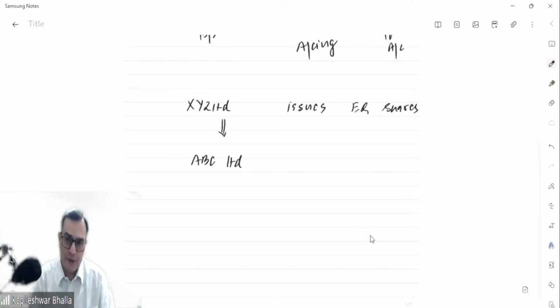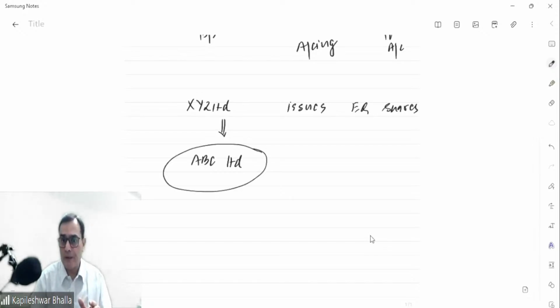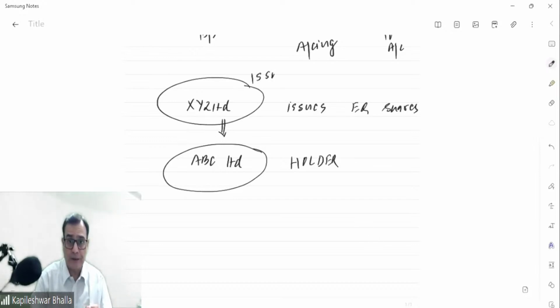Since school days, you've always been saying shareholder. You've always been saying debenture holder. So basically, the company which makes an investment is what we call the holder, and the company XYZ is the issuer. So in terms of the financial instrument, one thing is very clear: there will be 2 parties involved in the contract because it's a contract.